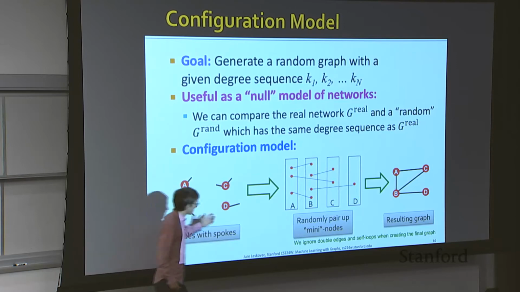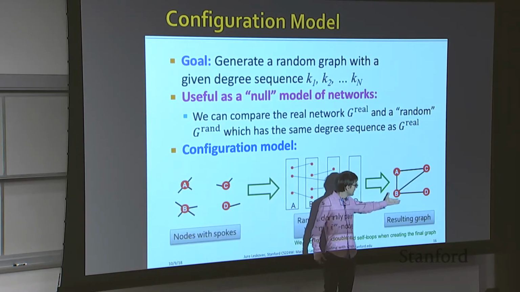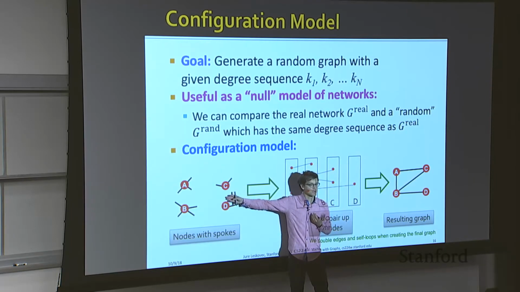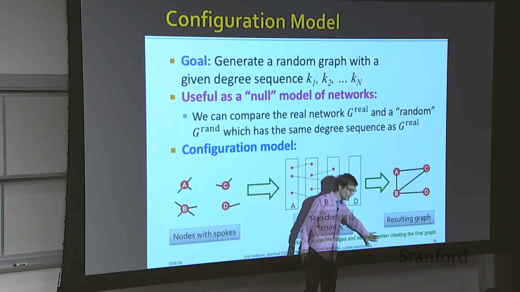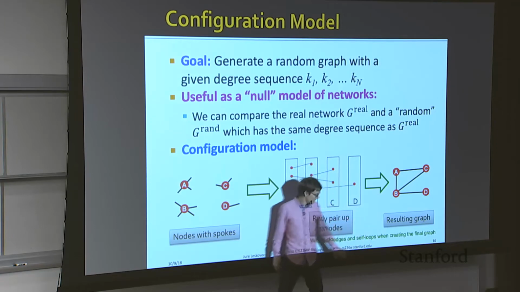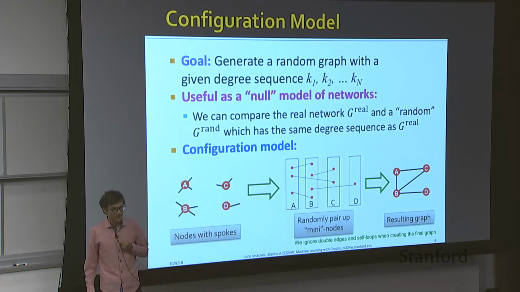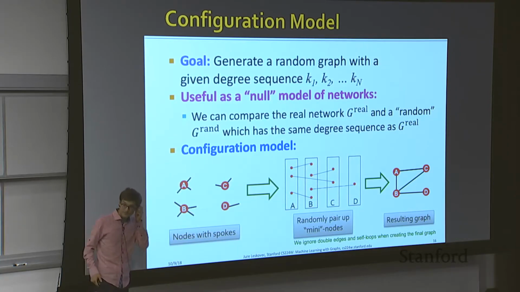And this will generate you approximately a random graph with approximately this degree sequence that you wanted, right? And sometimes the problem here is that double edges and self loops are kind of ignored when we are creating the graph.